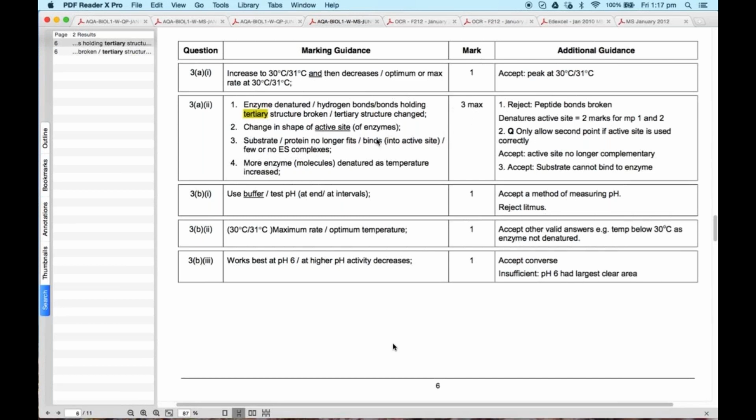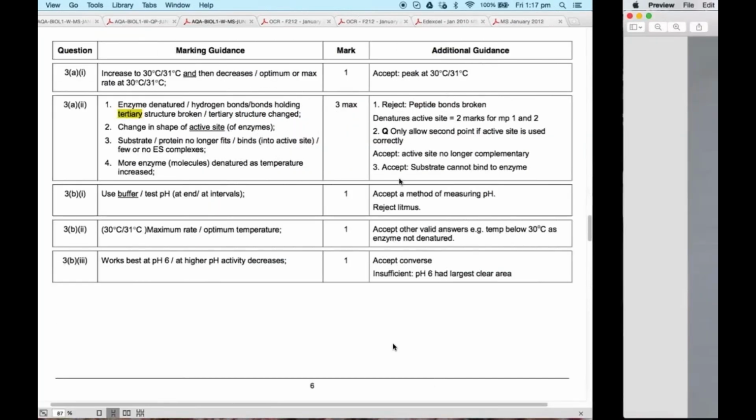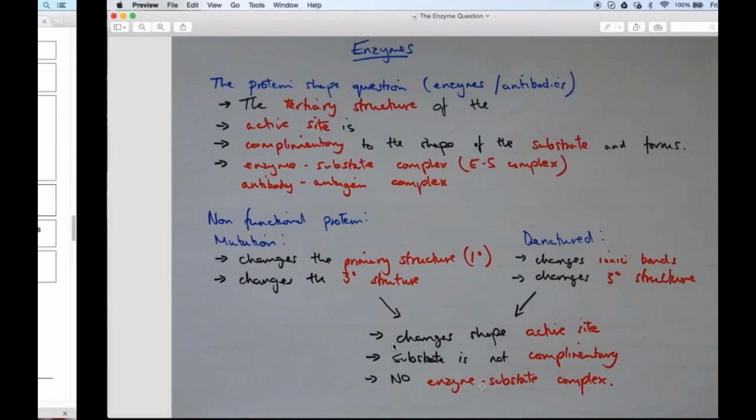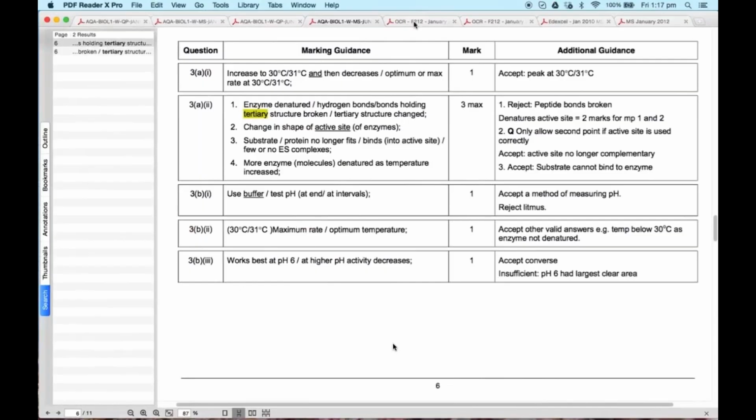But you can still get 3 marks here without even thinking about the graph, really. It's just pure theory. How do the notes relate to this? Well, denatured, change to the bonding, change the tertiary structure, change to the active site, not complementary, no enzyme substrate complexes. Does it get 3 marks without even thinking about the question? Yes.